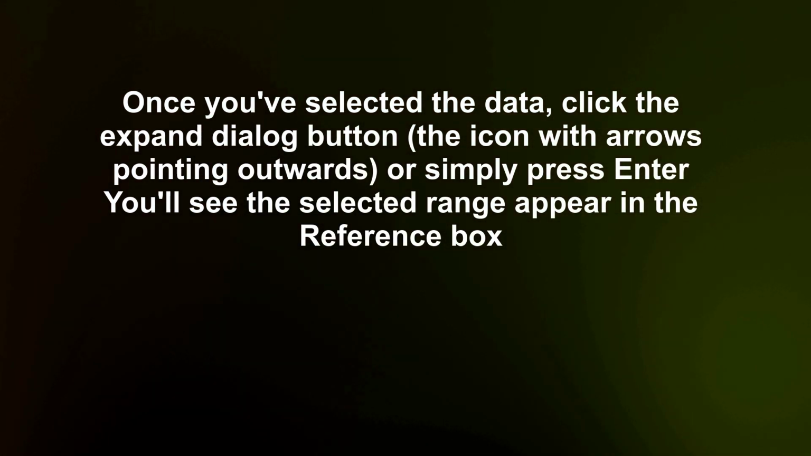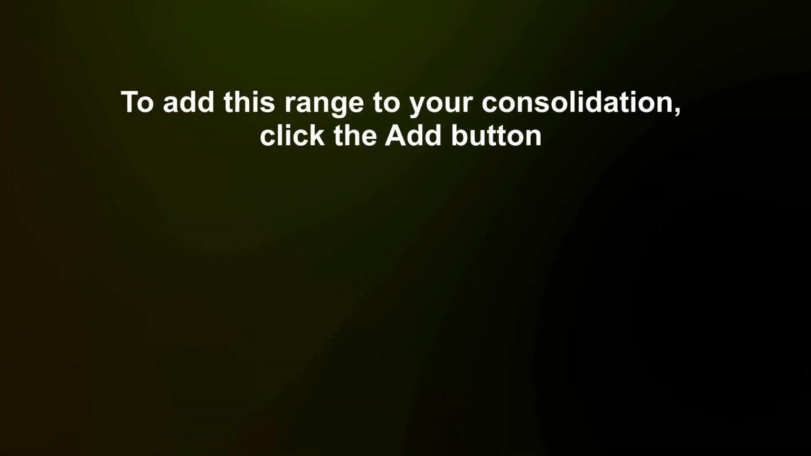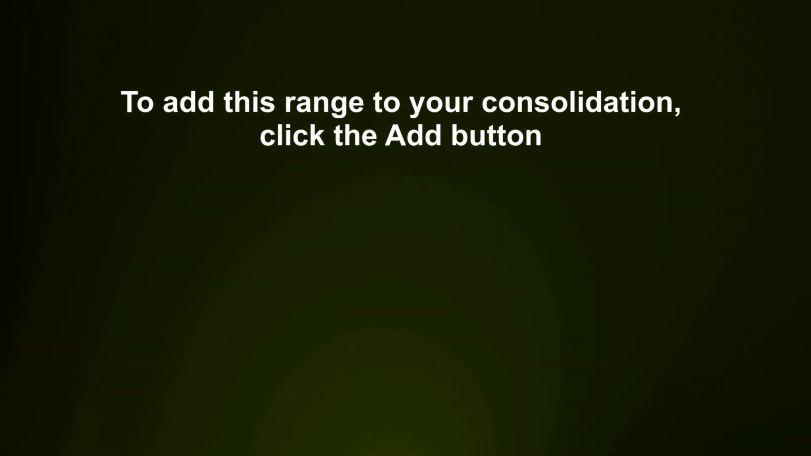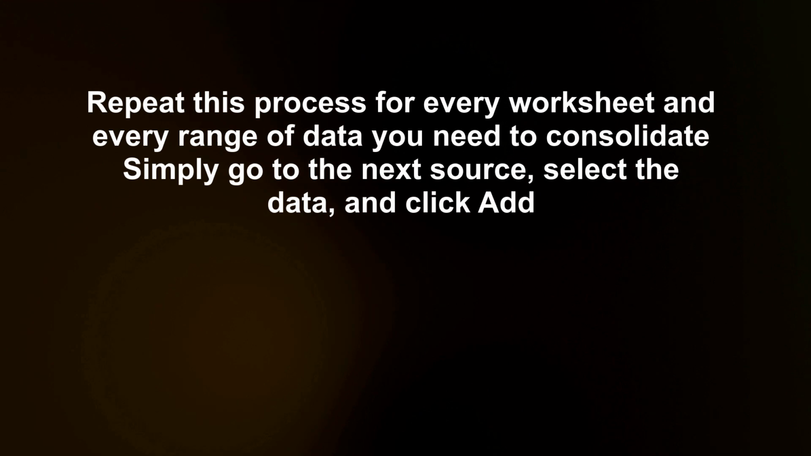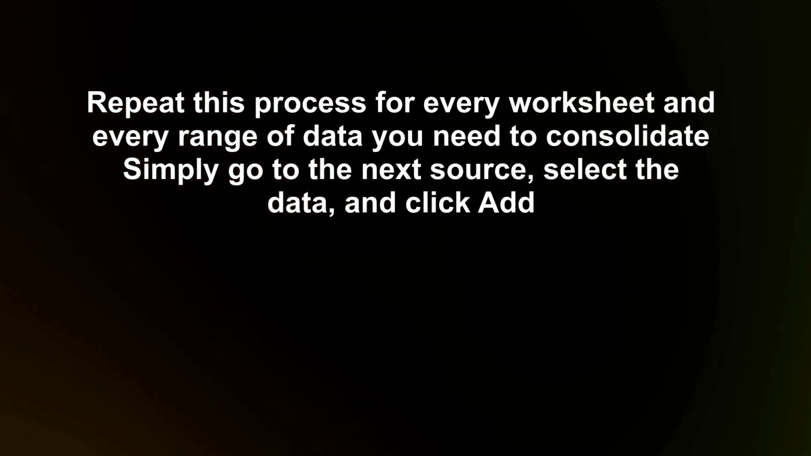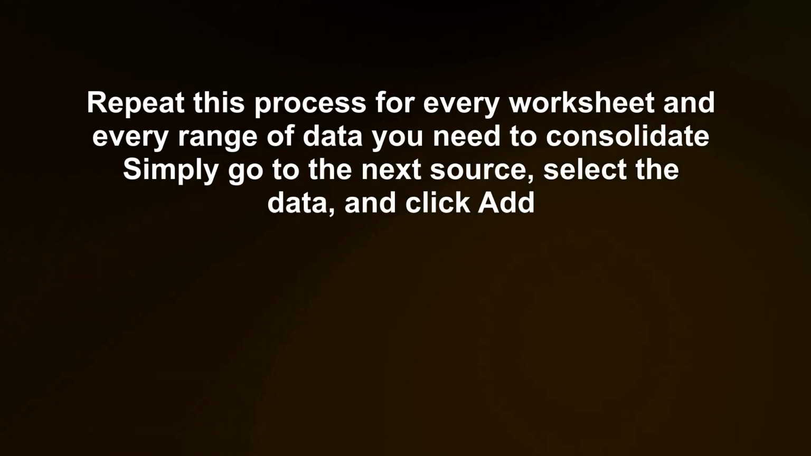You'll see the selected range appear in the reference box. To add this range to your consolidation, click the Add button. Repeat this process for every worksheet and every range of data you need to consolidate. Simply go to the next source, select the data, and click Add.